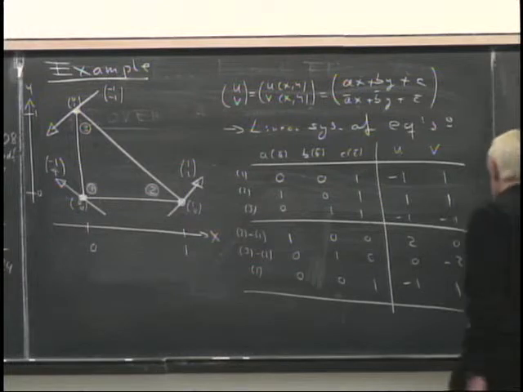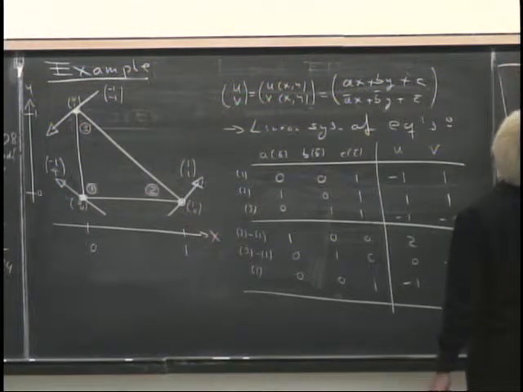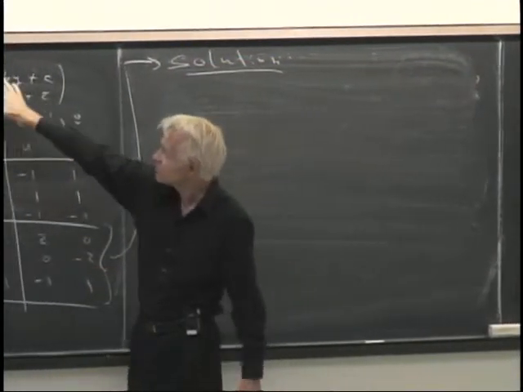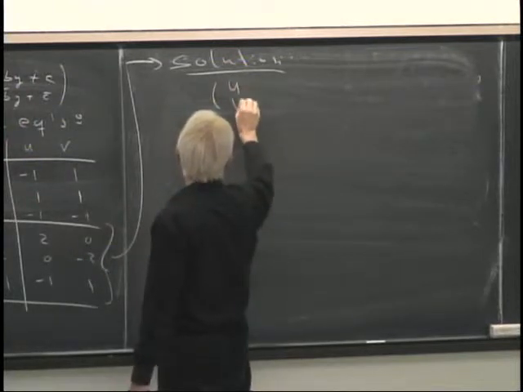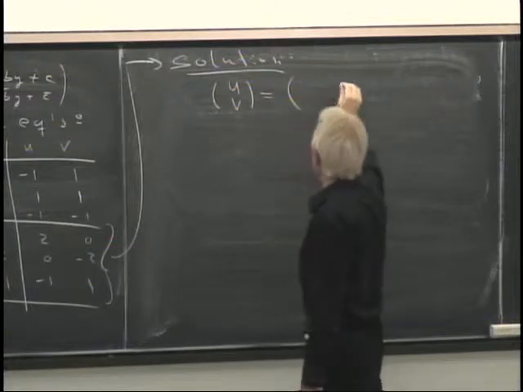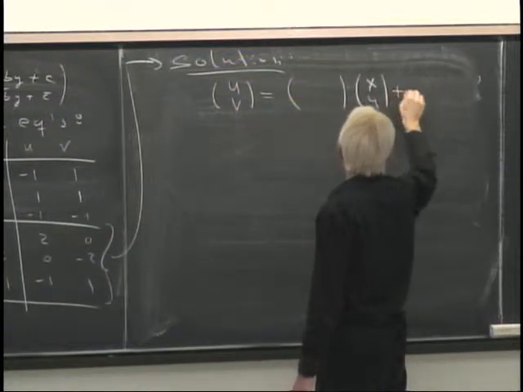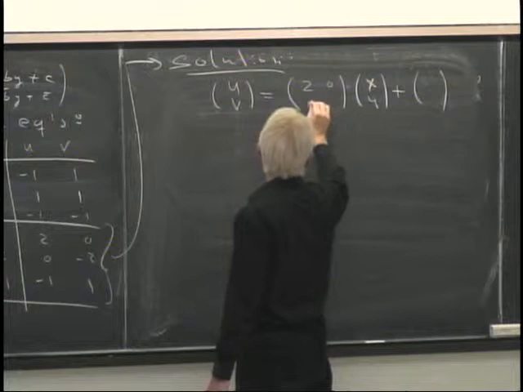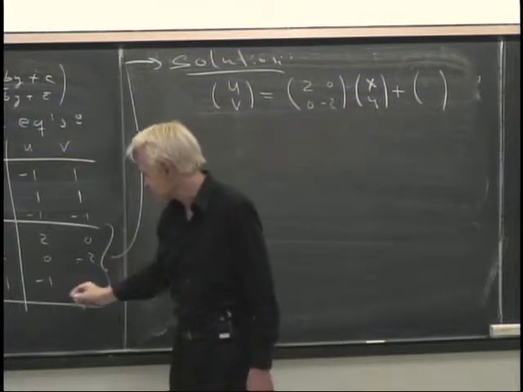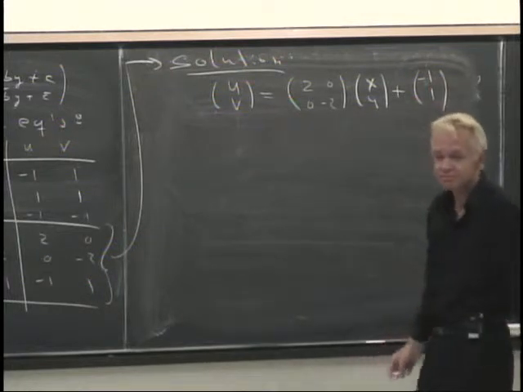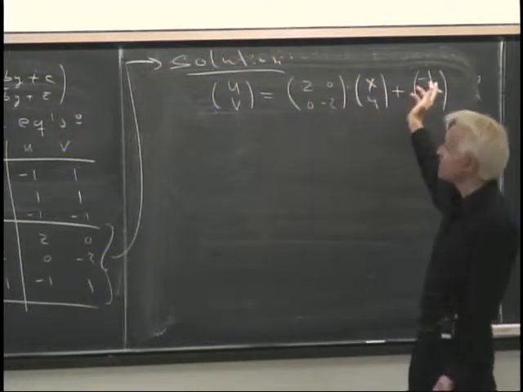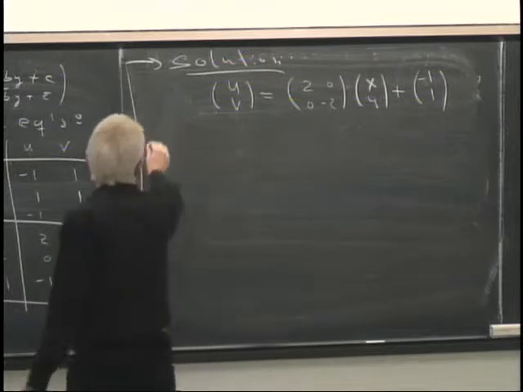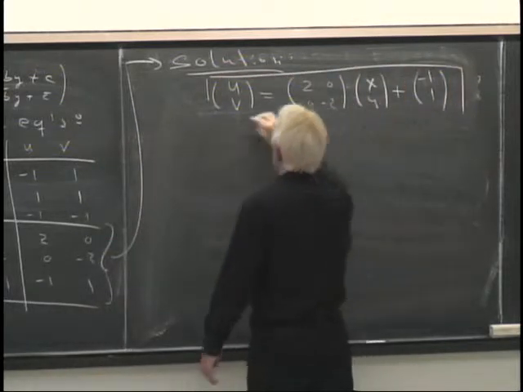Okay, so what does this mean? The solution says, well, now I plug these coefficients back into my expression there. It says u and v are some matrix times x and y plus the constant vector, right? And the matrix is 2, 0, 0, minus 2. And the vector to be added is minus 1, 1. That's the solution. U of x, y is 2 times x minus 1. And v of x and y is minus 2y plus 1. That's my definition of that linear vector field.